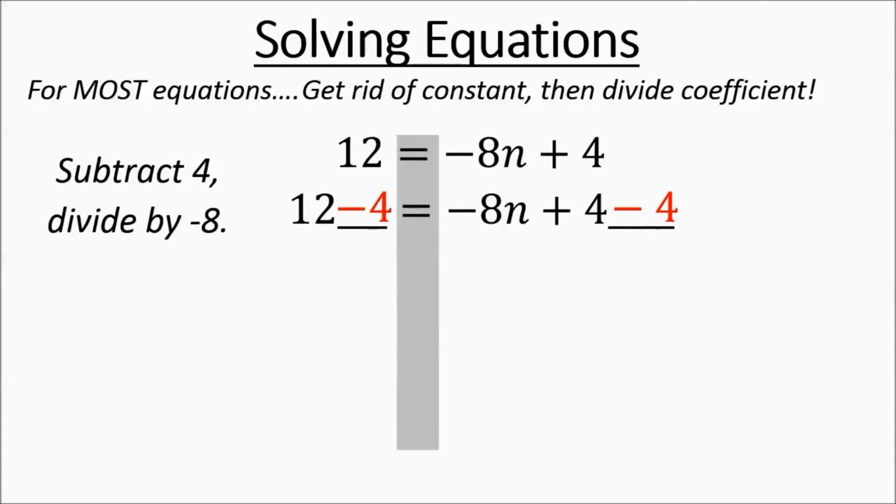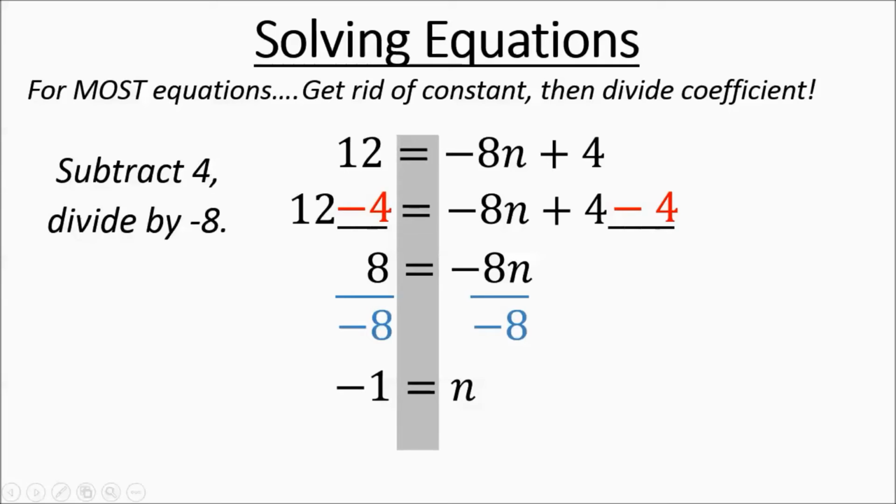Subtract 4. We get 8 equaling negative 8n. Then we're going to divide by that entire coefficient, including the negative sign. So we're going to divide out the negative 8. That leaves us with 8 over negative 8, working out to a negative 1. When you plug that negative 1 in, negative 8 times negative 1 is positive 8, and then 8 plus 4 does give you the 12.